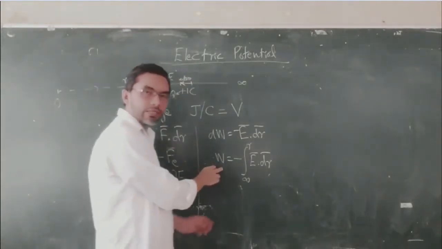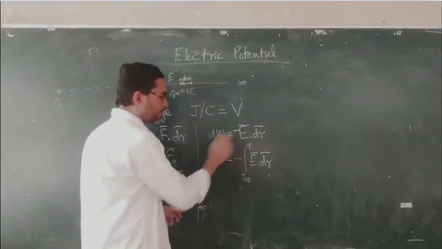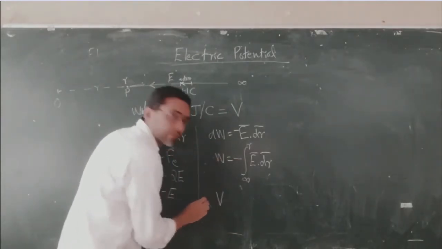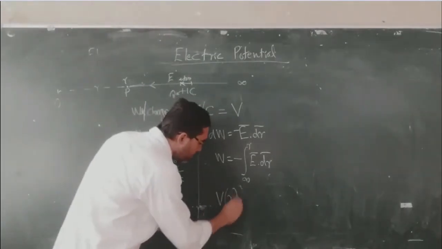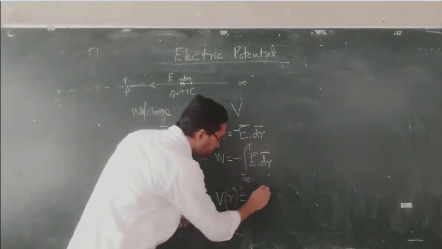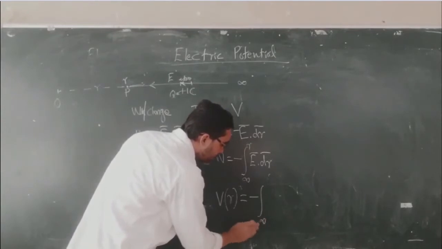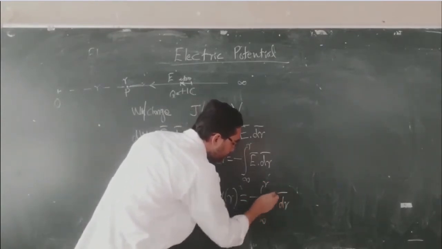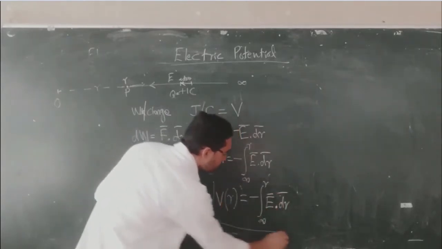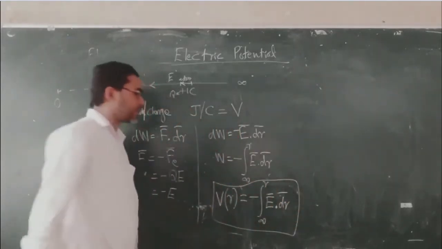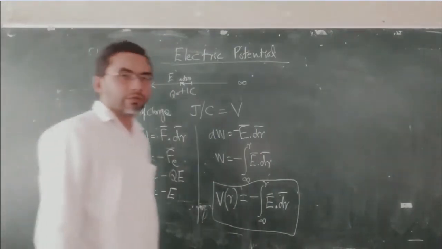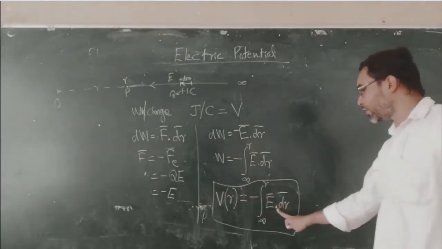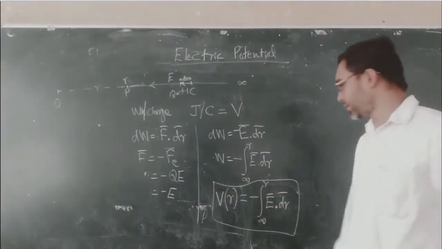Electric potential is the work done to move the particle from infinity to that point. So this can be taken as the electric potential. So the electric potential V of r is equal to minus integral from infinity to r of E dot dr. So this is the relation between electric field and electric potential, or we can say that electric potential is the line integral of the electric field.